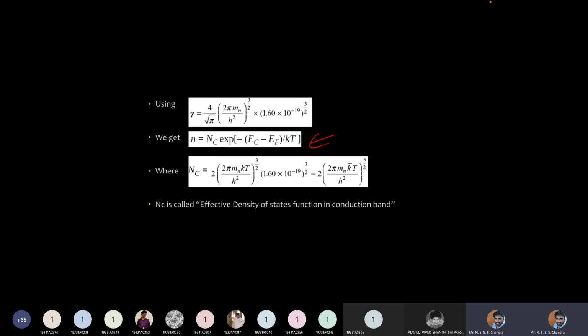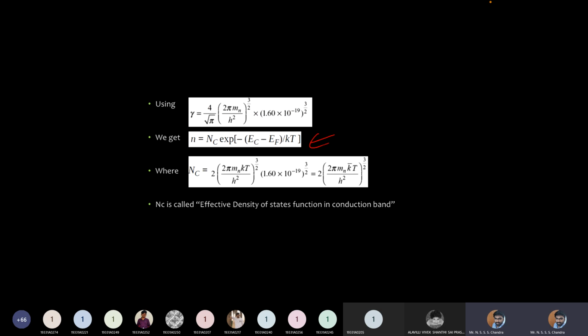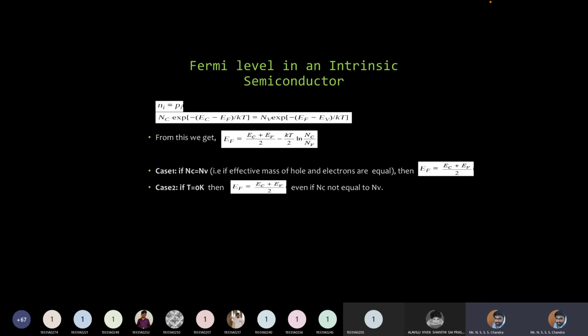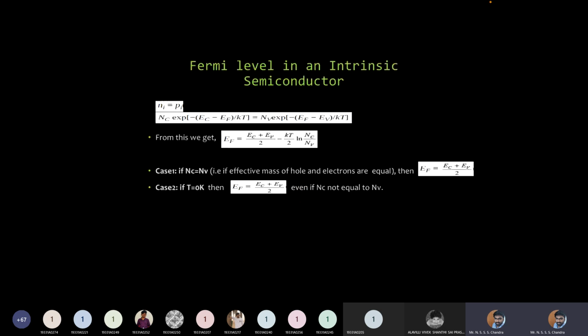We have seen the energy band diagrams also. So from the energy band diagrams, we could deduce these expressions. And we have also discussed the concept of effective mass of holes and electrons.